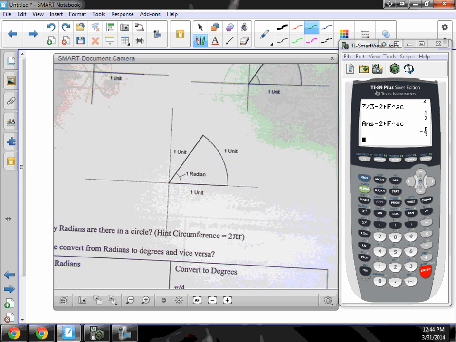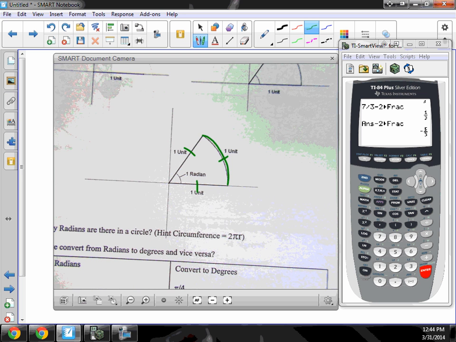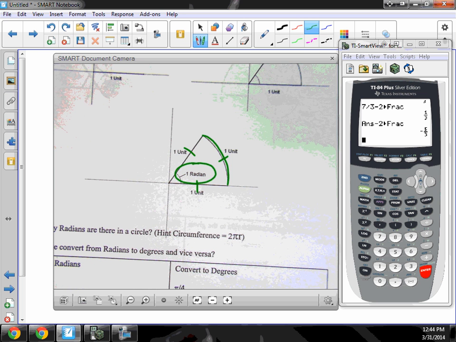So in both cases, the radius is 1 unit, and the arc length, which is a portion of a circle, that arc length is the same distance as the radius itself. When that happens, as soon as you get to the 1 unit mark, then we call that angle 1 radian.